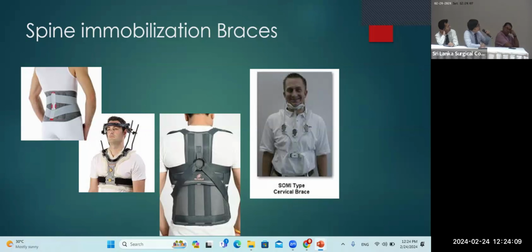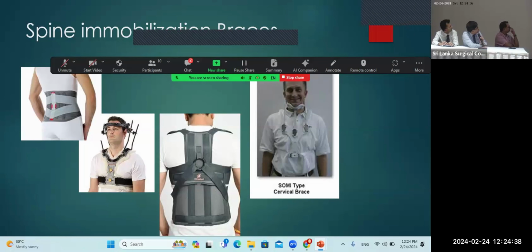basics, the one on the left upper corner is a lumbar corset. That will primarily support the lumbar spine. So if there's any minor spinal injury involved in the lumbar spine, you can use that. Sometimes we use it in the short term, not long term. We use it short term for degenerative lumbar pain, also when they have severe pain. But in trauma, you can use it for minor injuries involving the lumbar spine.